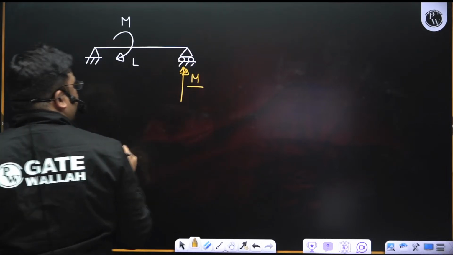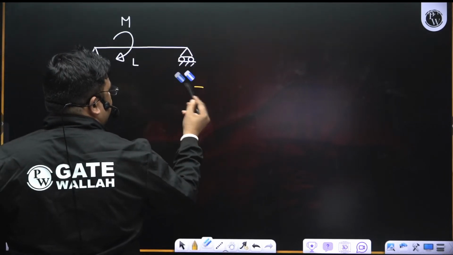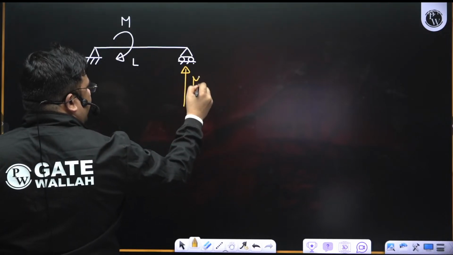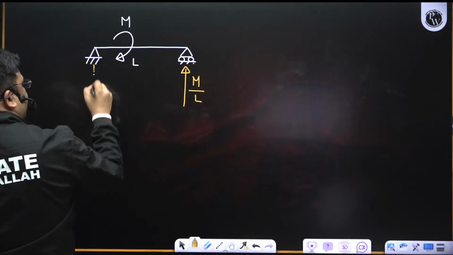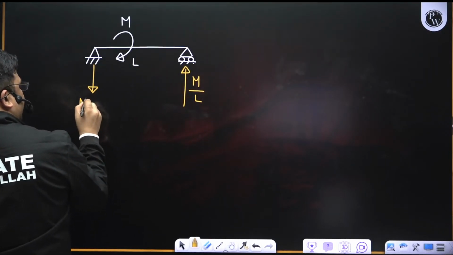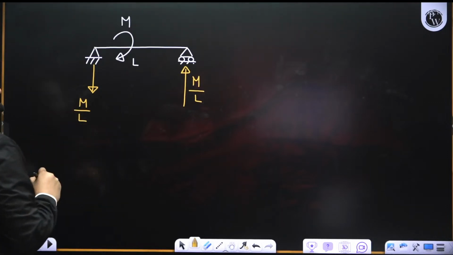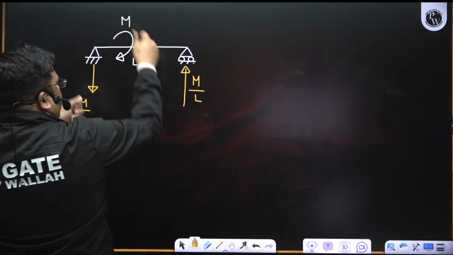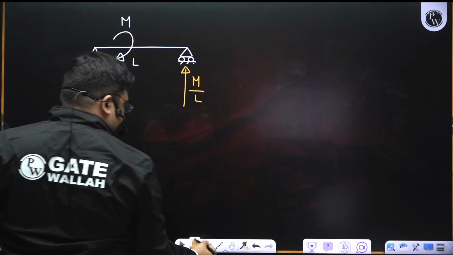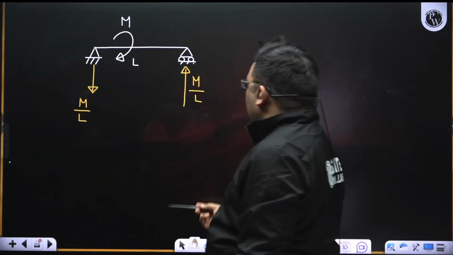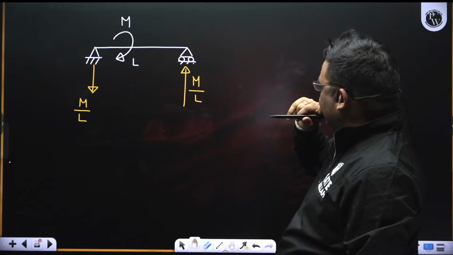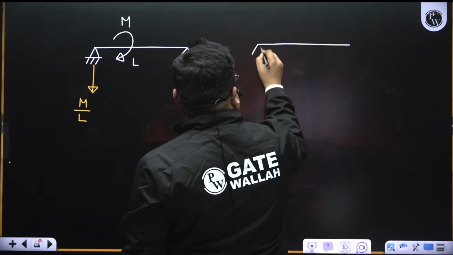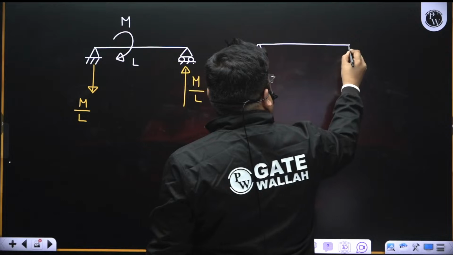M by L. Here the reaction will be upward, M by L, and here the reaction will be downward, M by L. Because then only this will generate an opposite moment to this, right? Now see, suppose another beam is there.